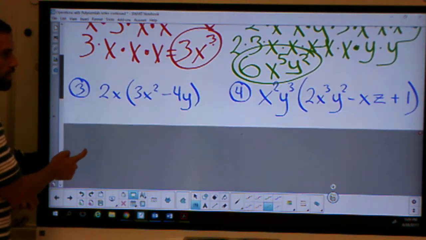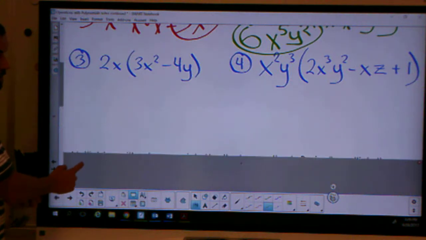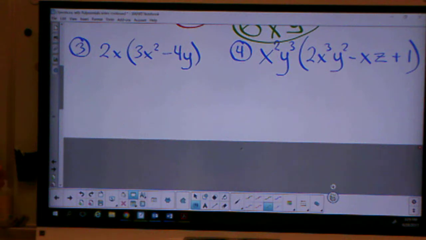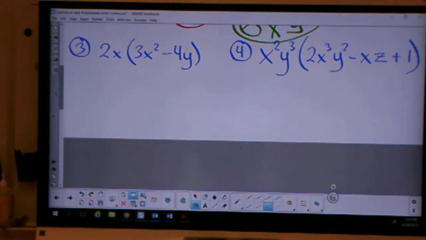Alright. I'll give you a moment to set up the next two problems, and then we'll go over how to do them. But it's pretty much the same idea. Doing what we just did with the exponents and then adding them together, that's essentially what we're doing for the rest of the lesson. You just now have the distributive property making the problem look more involved with more steps. So take a moment, write those down, and we'll keep going.